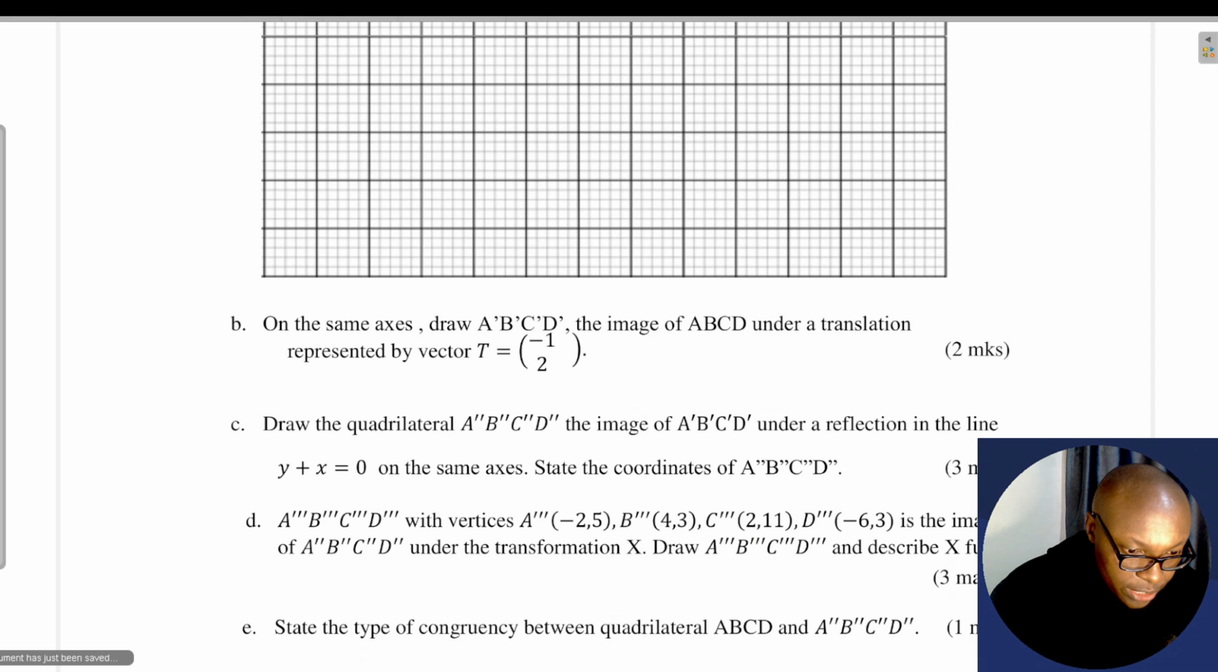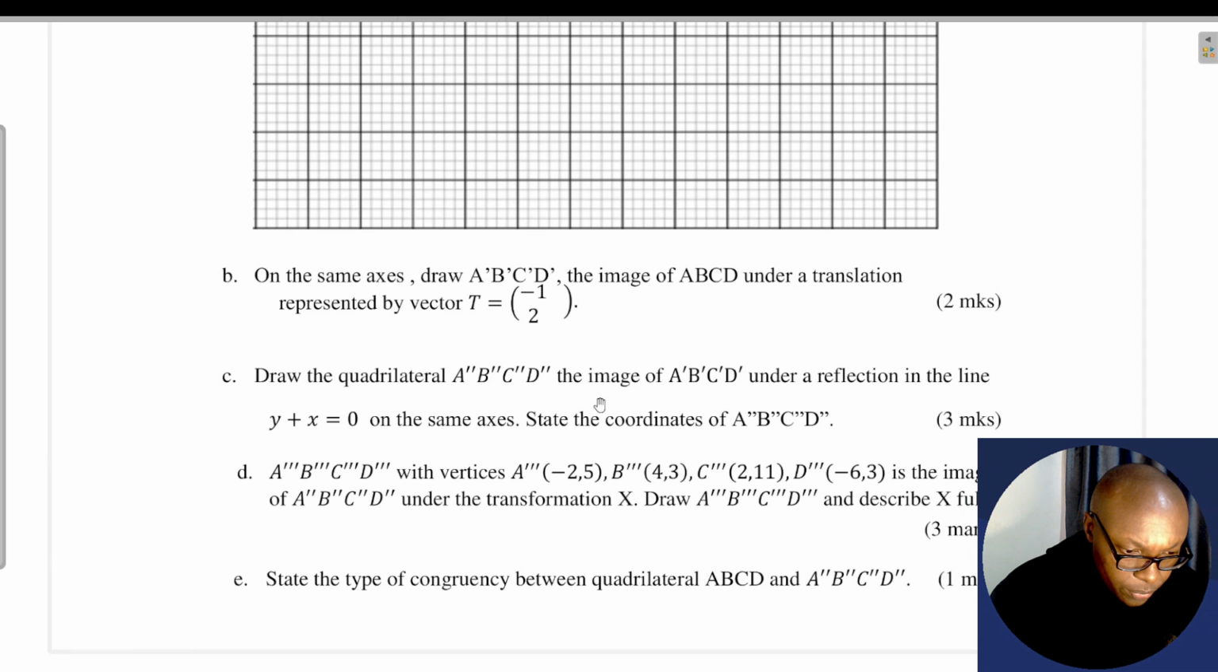Part B, on the same axis, draw A1, B1, C1, D1, the image of ABCD under a translation represented by the vector T, which is (-1, 2). Then part C, draw the quadrilateral A2, B2, C2, D2, the image of A1, B1, C1, D1 under a reflection in the line y + x = 0. On the same axis, state the coordinates of A2, B2, C2, D2.